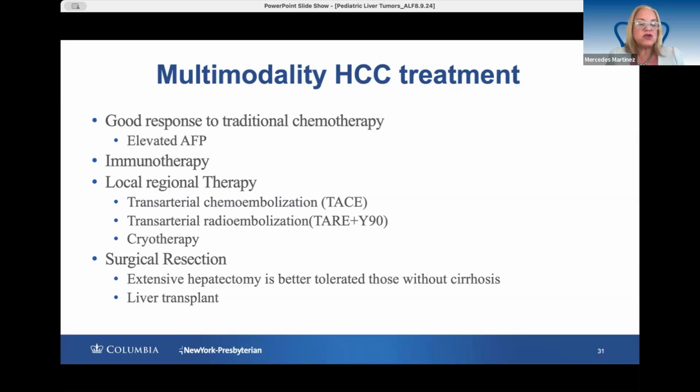And of course, the traditional surgical resection. Very special for pediatric patients is that they can tolerate extensive hepatectomy because the rest of the liver doesn't have cirrhosis. Then in adult patients, extensive hepatectomies are not tolerated because the remnant of the liver is sick with cirrhosis. But in pediatric patients, then you can be aggressive on the resection. And of course, liver transplant.